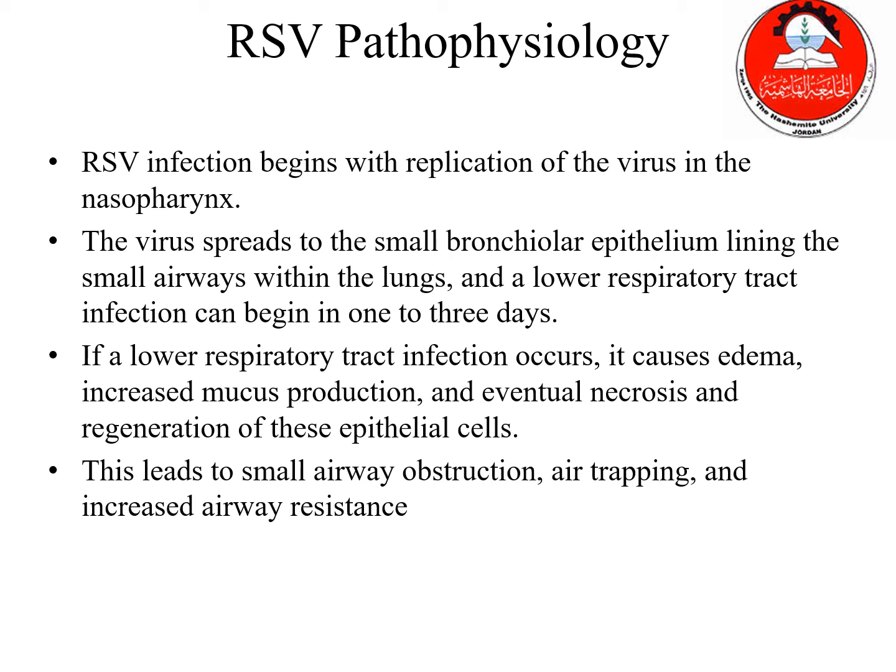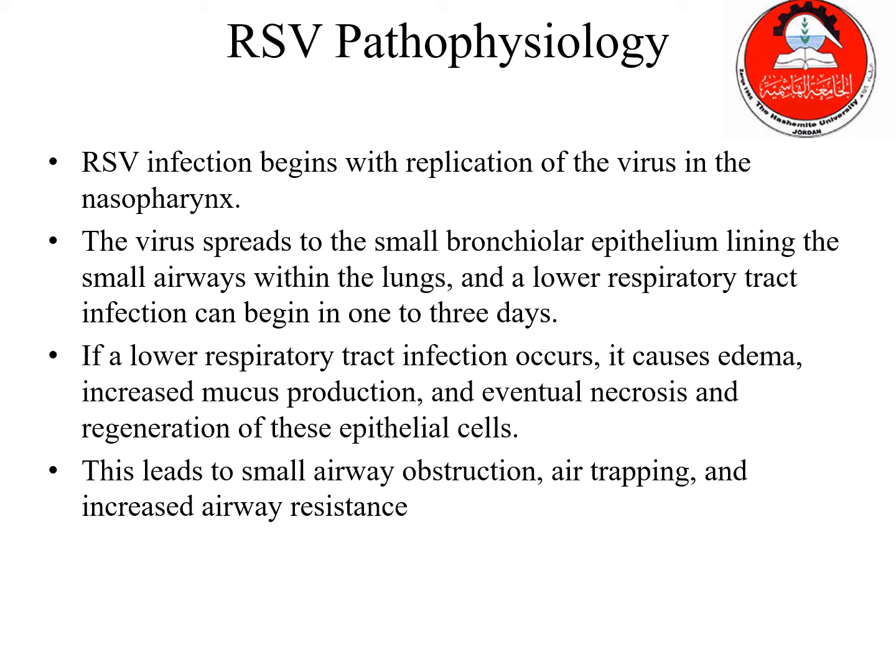Respiratory syncytial virus begins with the replication of the virus in the nasopharynx. Then it spreads to the small bronchial epithelium linings within the small airways of the lung, and then goes to the lower respiratory tract, where the infection can start within 1 to 3 days of infection in the oropharynx. If the infection reaches the lower respiratory tract, it's going to cause edema, increased mucus production, and eventually necrosis and regeneration of the epithelial cells.